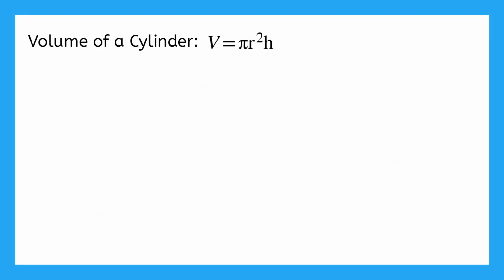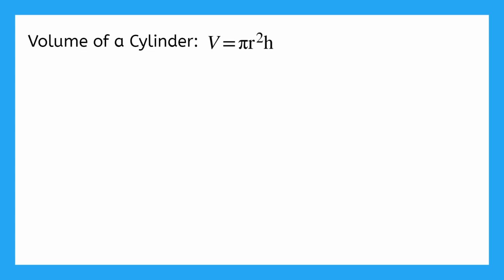Here's our next example, the volume of a cylinder. This one is used a lot in architecture, manufacturing, and product packaging. The V stands for volume, the R stands for the radius of the circle on both sides of the cylinder, and the H, once again, stands for height.